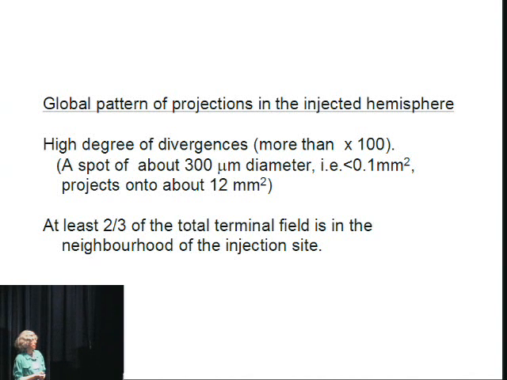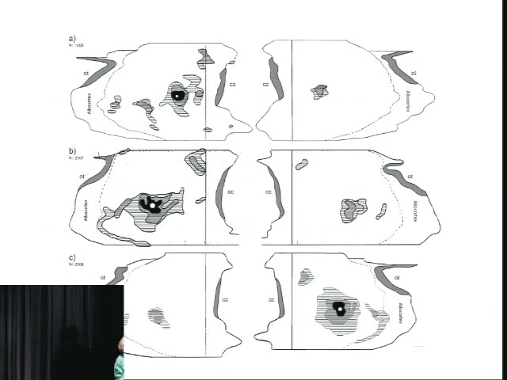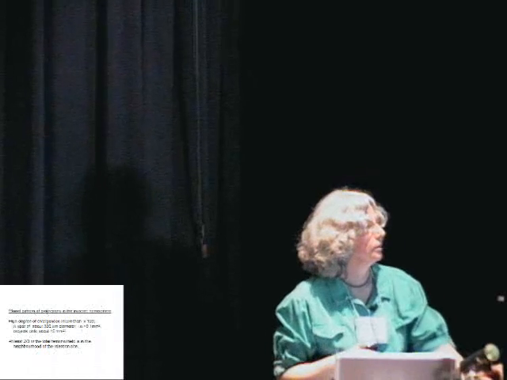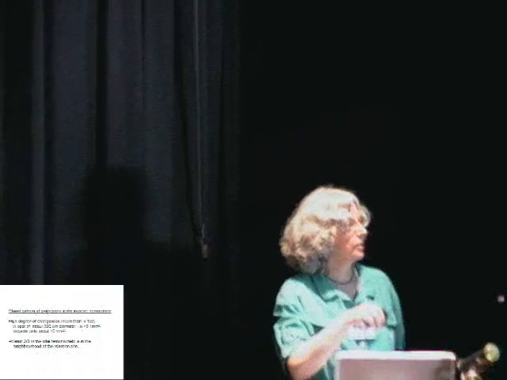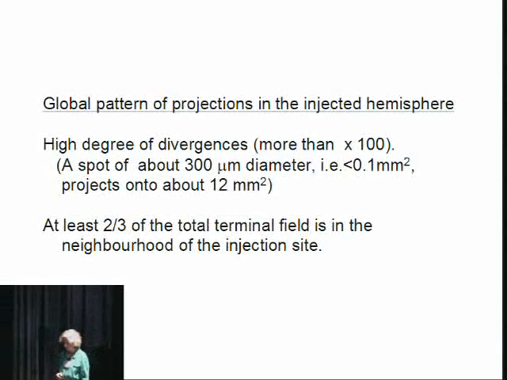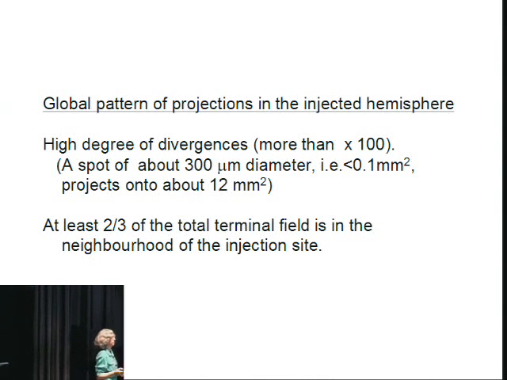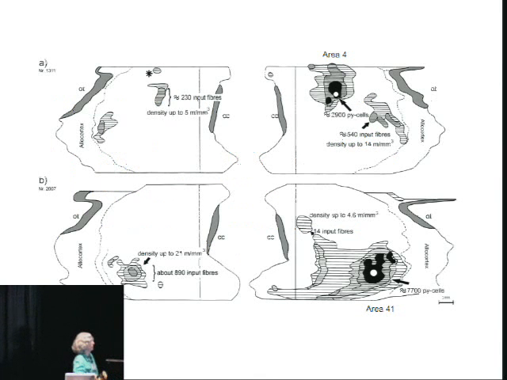The injection size, or the spot of the region of uptake, has about 300 micrometer diameter, so this is less than 0.1 square millimeter, and so the divergence is very large. And another interesting point is that at least 2/3 of the total terminal field in one hemisphere is in the neighborhood of the injection site, so only a small part is contained in the distant spots. Now, this is something the mouse has in common with the human brain, as we just saw. Also in the human brain, the majority of the projections does not go very far. And the same seems to be true in the mouse.